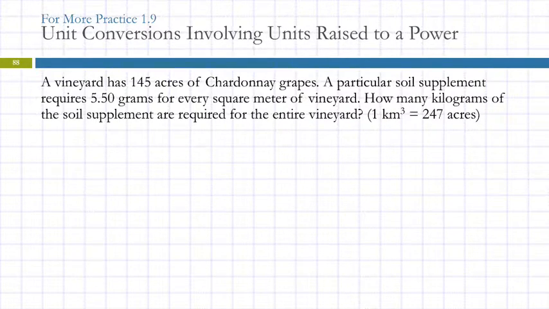A vineyard has 145 acres of Chardonnay grapes. A particular soil supplement requires 5.50 grams for every square meter of vineyard. How many kilograms of the soil supplement are required for the entire vineyard?